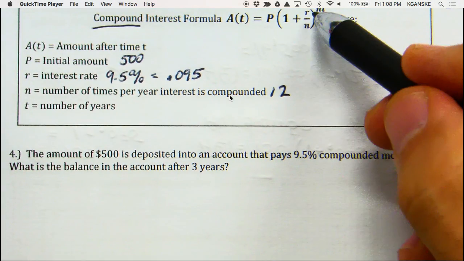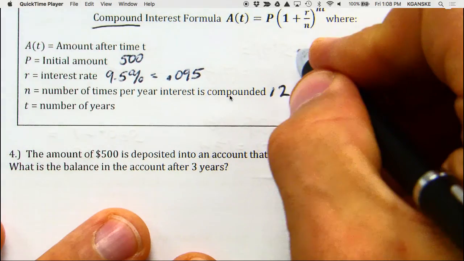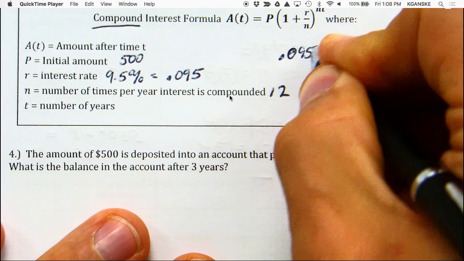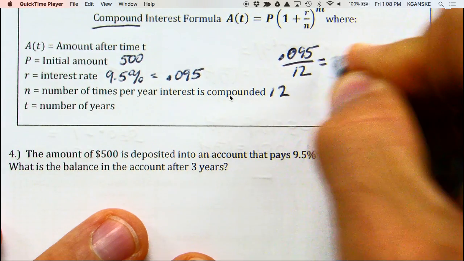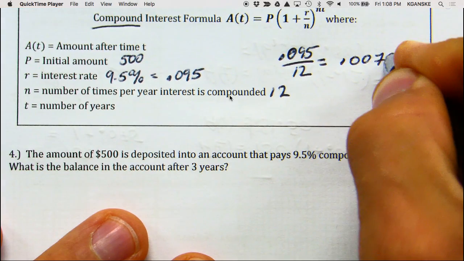Okay, so this little piece here, this r divided by n, what's 0.095 divided by 12? Can somebody do that for me? Because I'm kind of slow. I don't have a calculator anywhere here. It's 0.0079. Okay, so 0.095 divided by 12 is equal to what again? 0.0079. Okay, good enough.